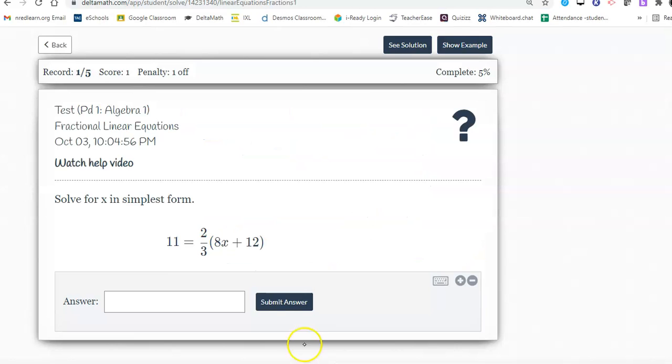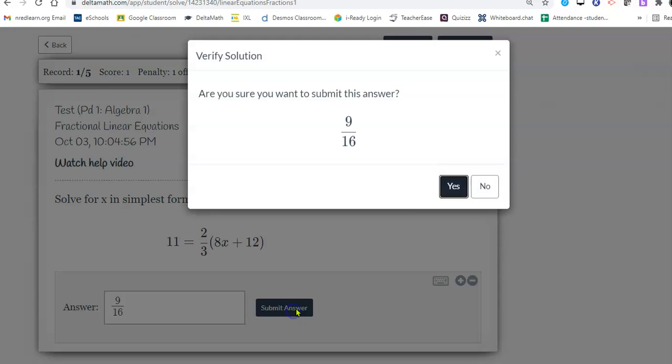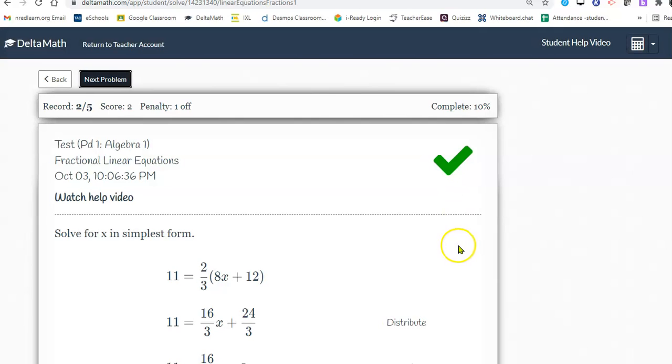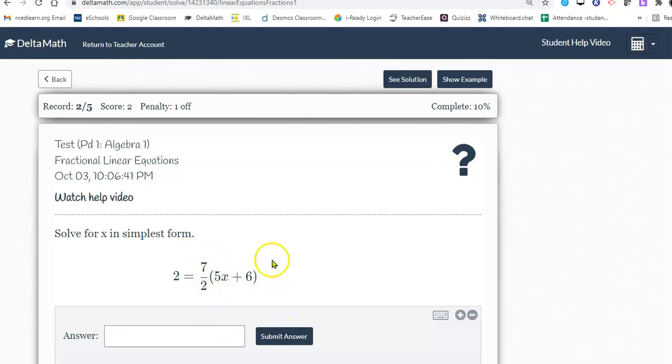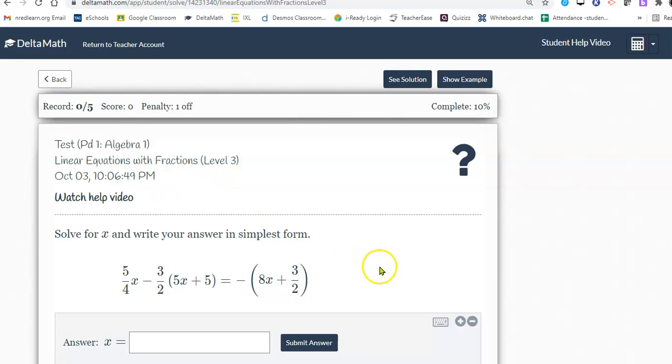So let's go back and type that in and see how we did. All right. So this is a simple distribution problem here, and you can multiply by the reciprocal to clear the fraction, and maybe you want to do it more than once. All right, let's take a look at a question that's a little bit harder.